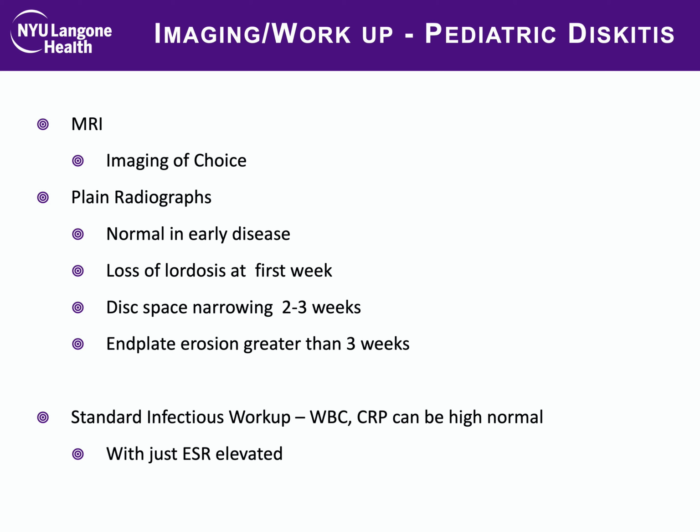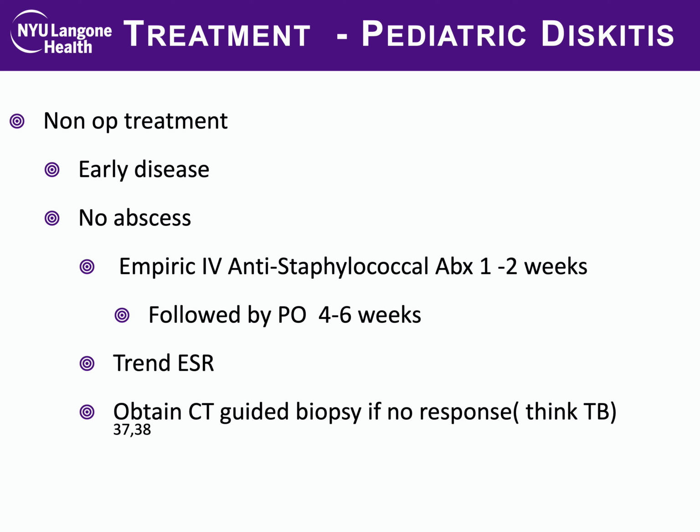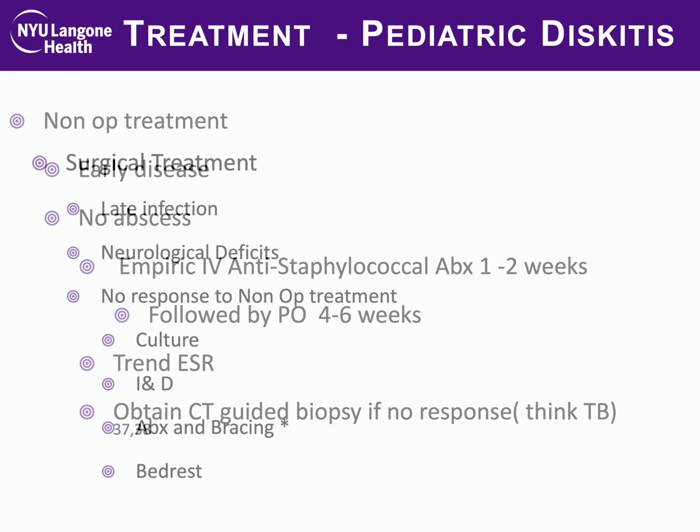Standard infectious labs should be ordered. White blood count and CRP can be normal or high normal with just an elevated ESR. Non-operative treatment should be used for early disease in patients who do not have an abscess. In the pediatric population, empiric IV anti-staphylococcal antibiotics are given for 1 to 2 weeks, followed by 4 to 6 weeks of PO antibiotics while trending the ESR. A biopsy is obtained if no response to treatment. I have a low suspicion for TB in these patients.